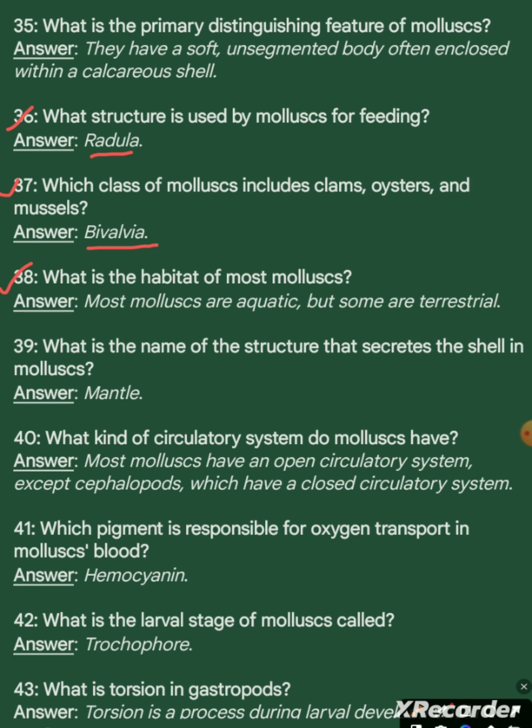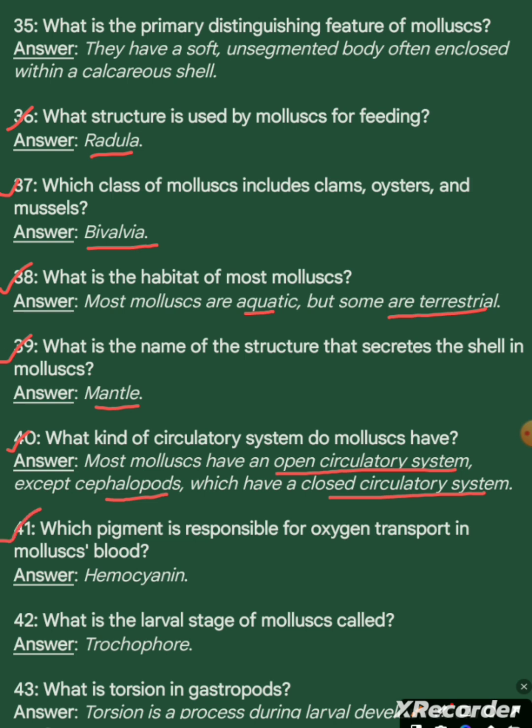Answer. Most mollusks are aquatic, but some are terrestrial. Question 39. What is the name of the structure that secretes the shell in mollusks? Answer. Mantle. Question 40. What kind of circulatory system do mollusks have? Answer. Most mollusks have an open circulatory system except cephalopods, which have a closed circulatory system.